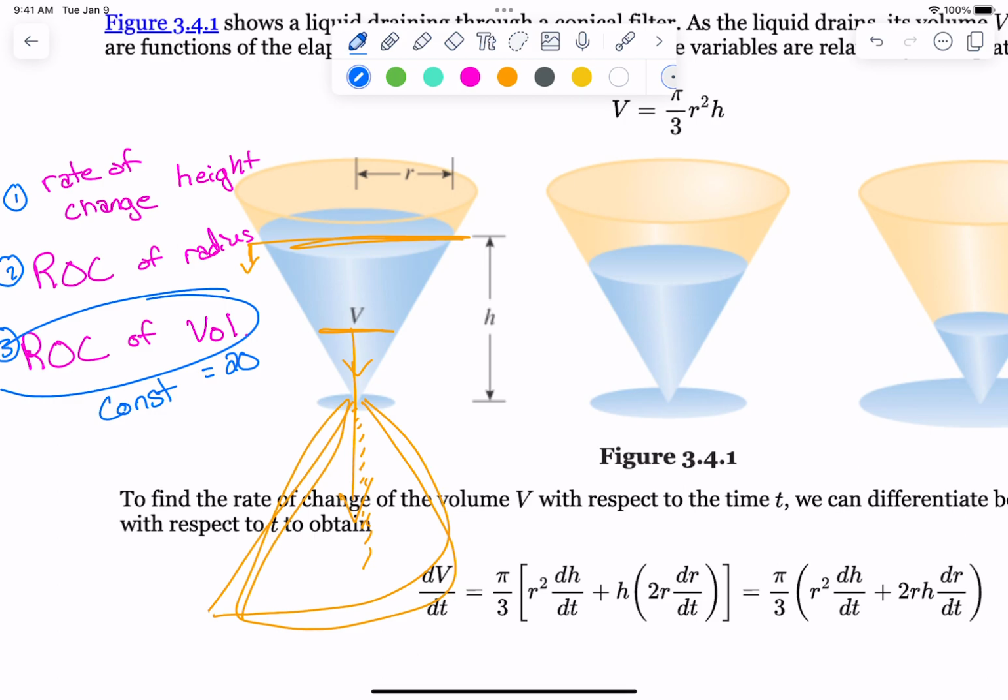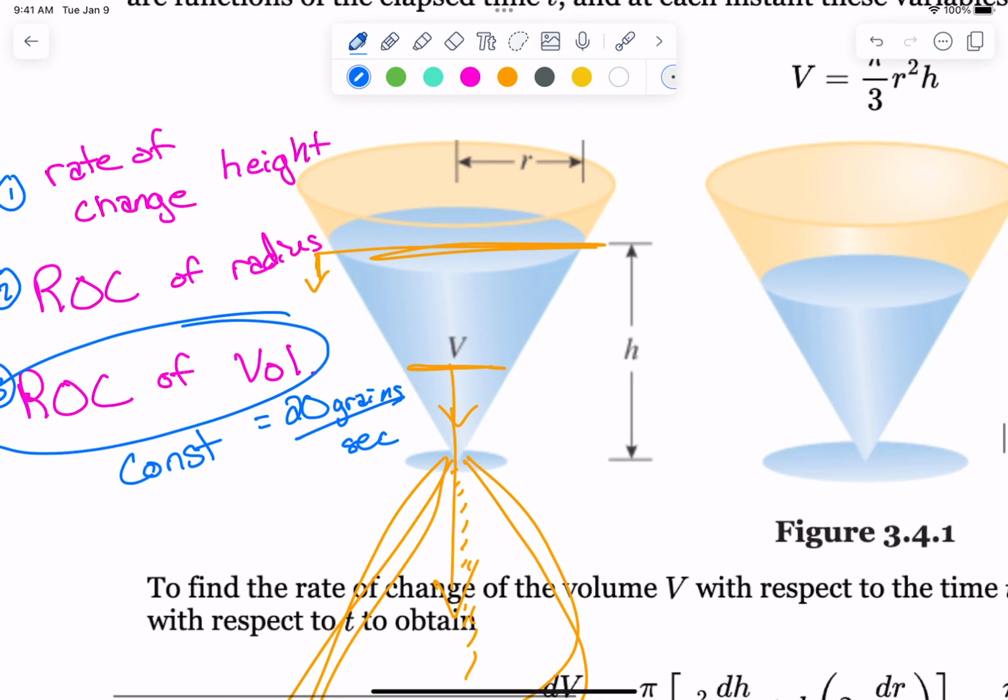Okay. So maybe the rate of change of the volume is 20 grains of sand per second, right? Theoretically, that is staying the same, okay? The rate at which the height is changing, though, is not staying the same. In other words, this height is decreasing, but it's doing this. Are you ready? It's changing slowly, and all of a sudden it goes really fast. You see that? Okay, that's what the height is doing.